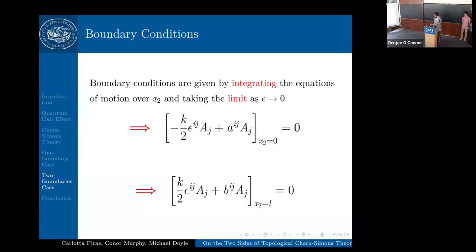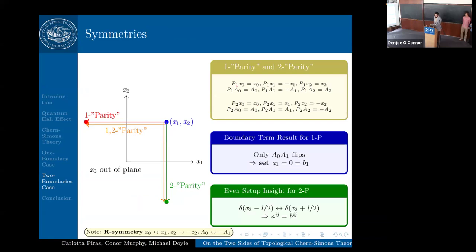So as of yet, we still see that they're independent of one another, but we can try to relate them by considering what operations might preserve the action. So we look at the symmetries. We may consider parity in the first component, second component, in two components, which corresponds to the rotation of pi radians around the x0 axis, and also Orr symmetry, which is defined below.